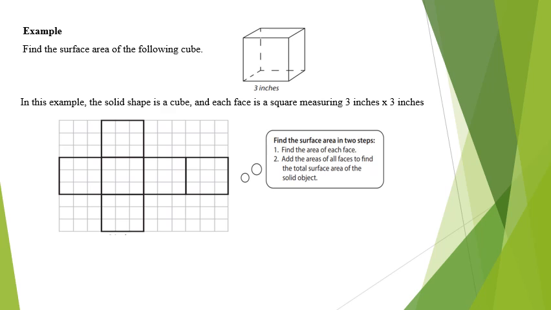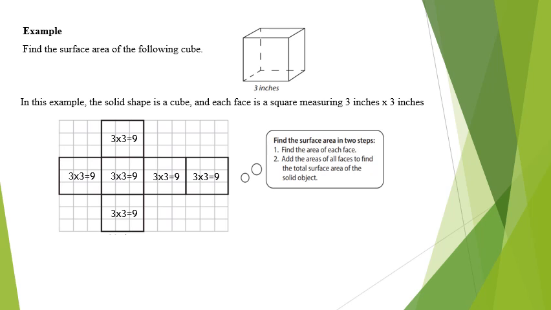Remember, area of a rectangle is just length times width. So the first face would be 3 by 3, which is 9. 3 by 3, which is 9. 3 by 3, which is 9. Because remember, the length and width of a cube is always going to be 3 by 3. 9, 9, and 9.